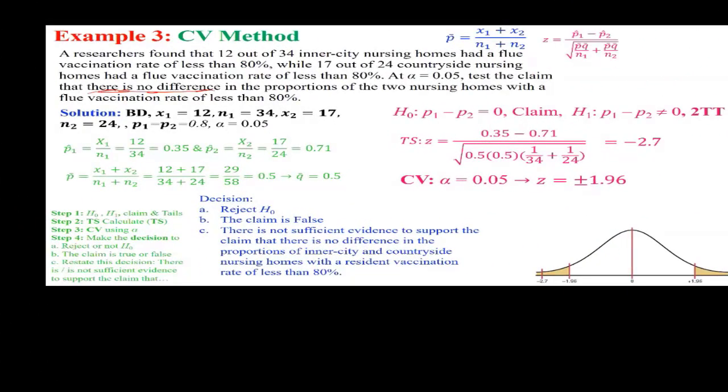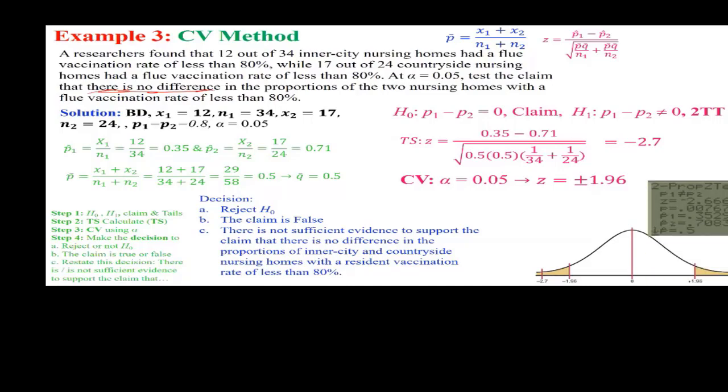So negative 2.7. What is your decision? Simply put, reject H0. When you're rejecting H0, that means you're rejecting the claim, because the claim is part of H0. That means you're saying the claim is false, and then you do the rest. Decision: A. Reject H0. B. Claim is false. C. There is not sufficient evidence to support the claim that there is no difference in the proportions of inner city and countryside nursing homes with a resident vaccination rate of less than 80%.